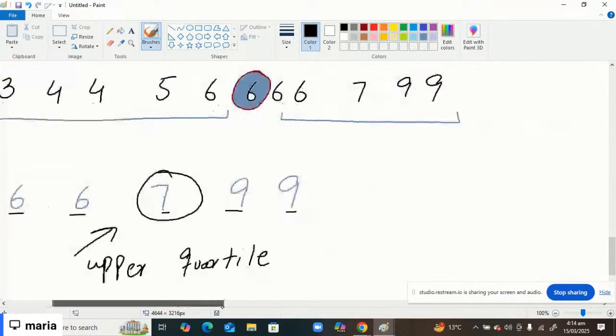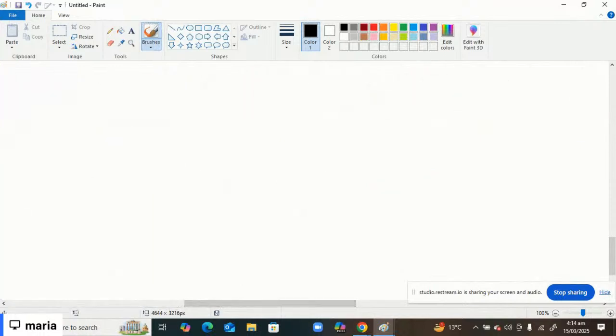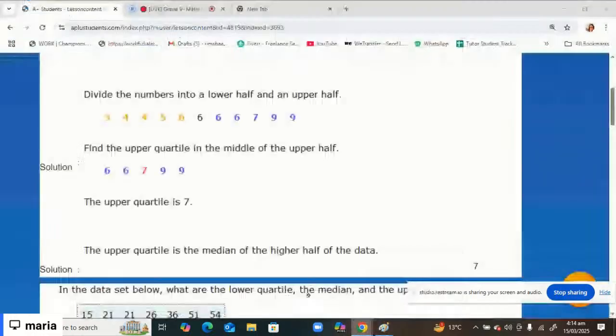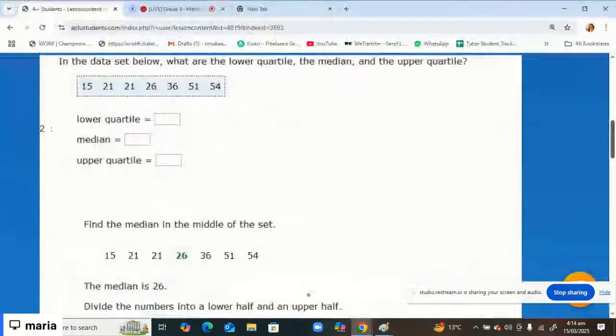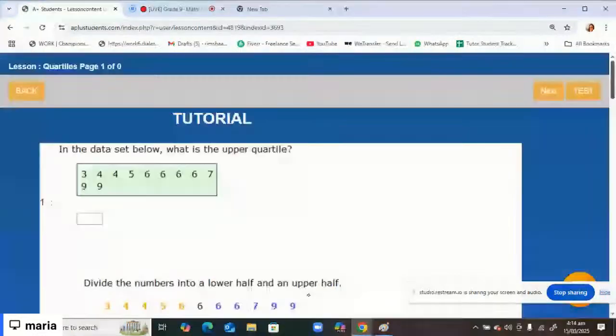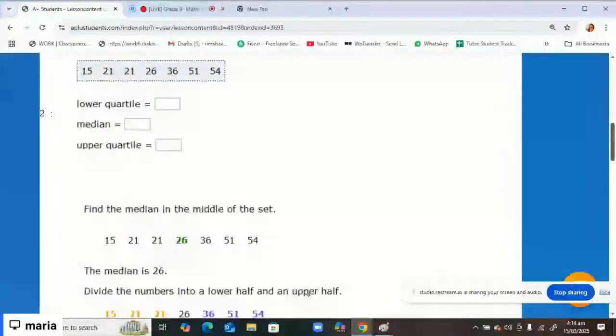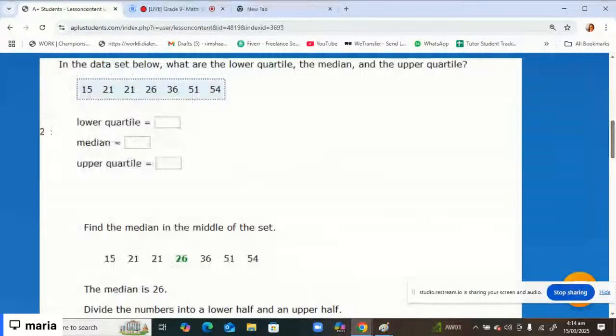Now let's discuss the next question. In the data set below, what are the lower quartiles? Here they are asking, what is the upper quartile? So we are going to write the upper one. First we write the lower quartile, the median, and the upper quartile. The three things. The data is given in the question.